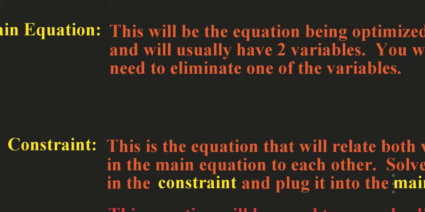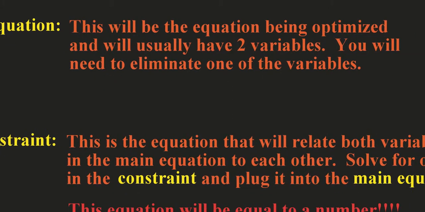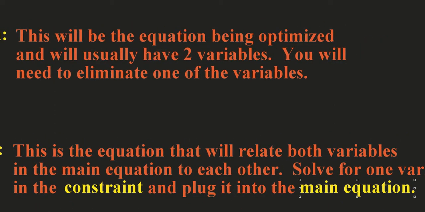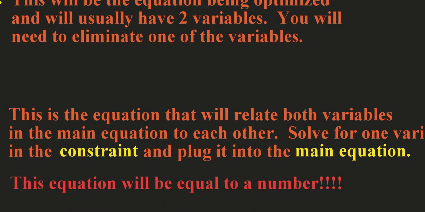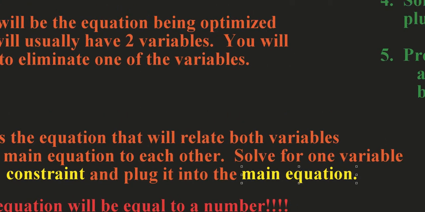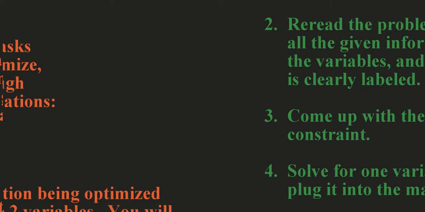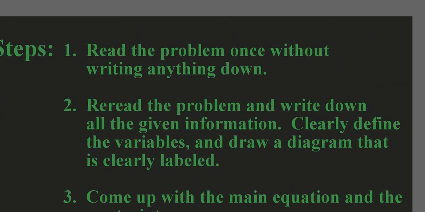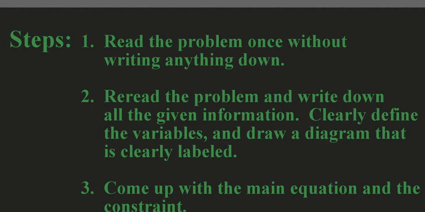How do we eliminate one of the variables? We use what is called the constraint. And the constraint is the equation that relates both variables to each other and allows you to eliminate one variable from the main equation. So solve for one variable in the constraint, plug it into the main equation. You'll be able to recognize your constraint because it'll be equal to a number, whereas the main equation will be equal to f of x or f of y. Actually, when you first start out, probably f of xy, but then you'll change it to f of x or f of y.